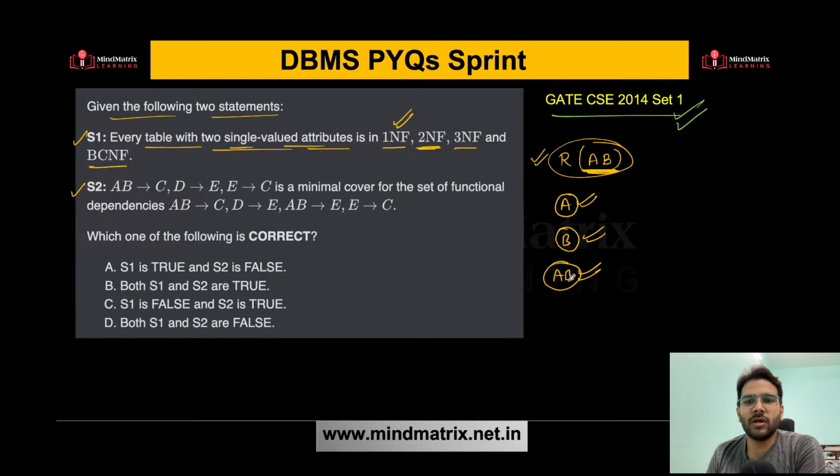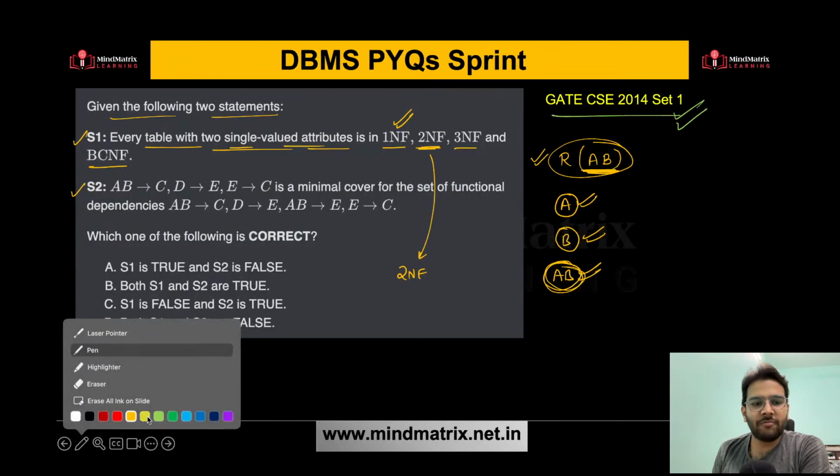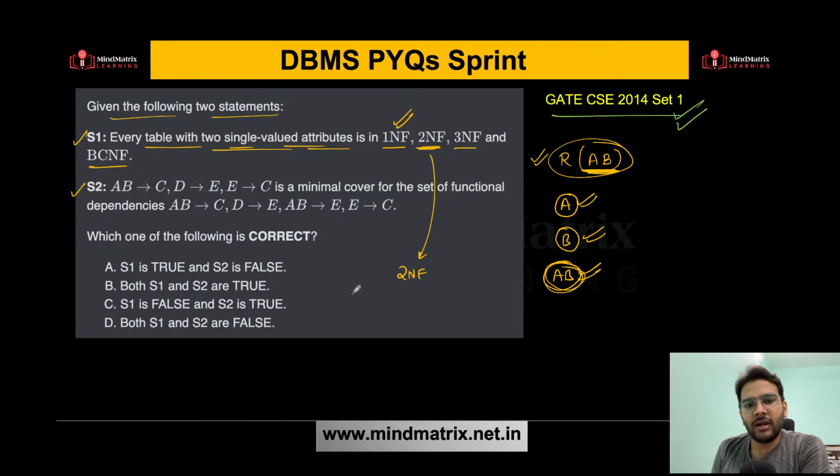What about this one? Here only these two attributes are there. There is no other attribute. There can be no other non-prime attribute if this is my candidate key. Definitely no chance of partial dependency. What kind of partial dependency am I talking about? If I'm talking about 2NF, this kind of partial dependency, if it is there, let's say some candidate key determining a non-prime attribute.